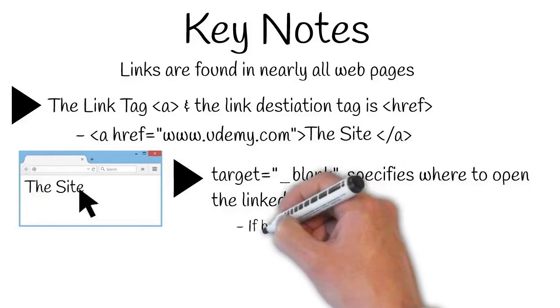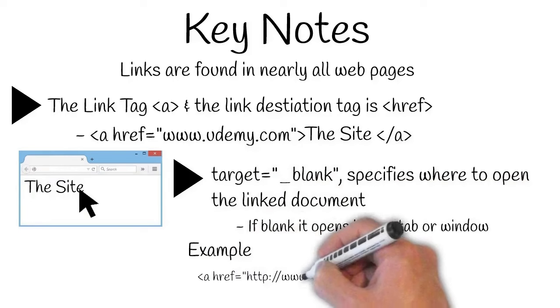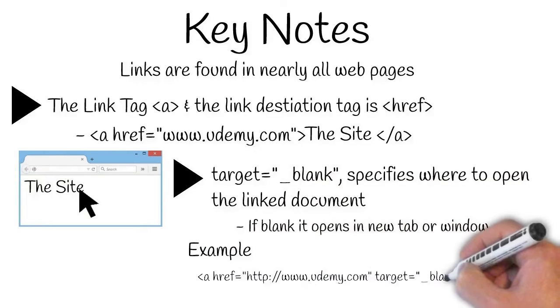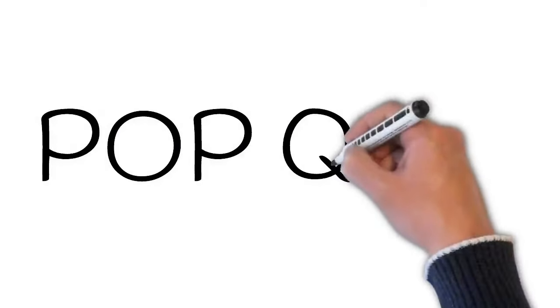Also, you want to put target equals underscore blank. This specifies how you want the document to open up, if you want to open up in a new tab or a new window. So you type out the same code, but then you just add target equals underscore blank. Then you put this site, so when you click on it, it then opens up in a new window. Ready? Pop quiz.